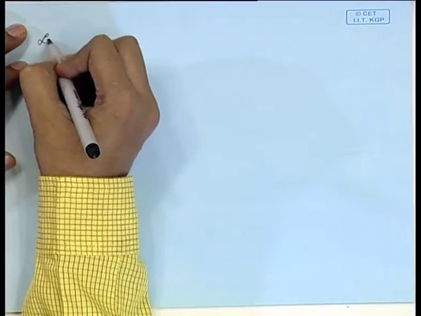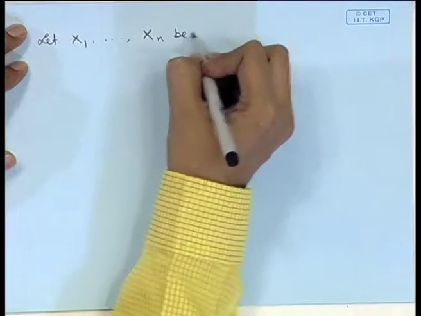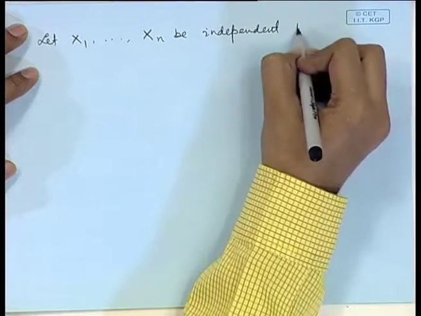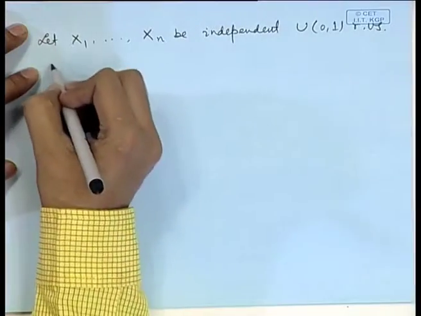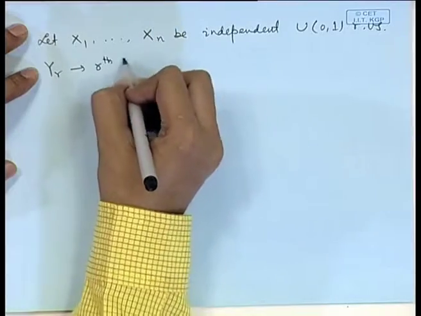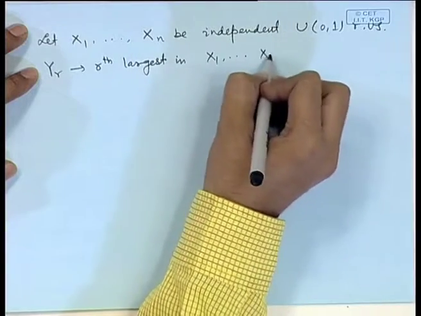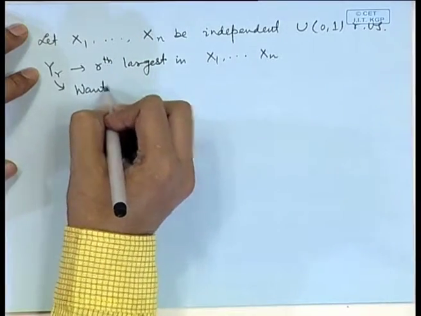Here we give one derivation of the beta distribution based on sampling from a uniform distribution. Let x 1, x 2, ..., x n be independent uniform 0 1 random variables. Let us consider y r as the rth largest in x 1, x 2, ..., x n. What is the distribution of y r?